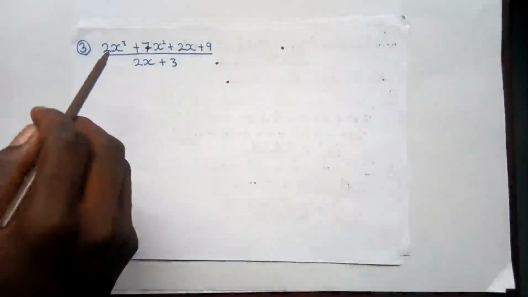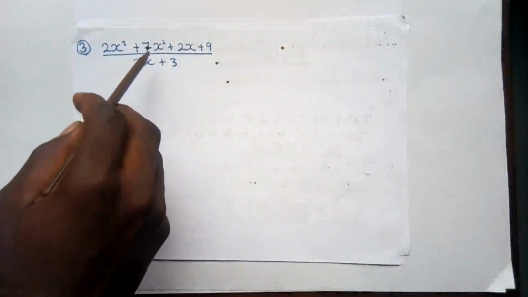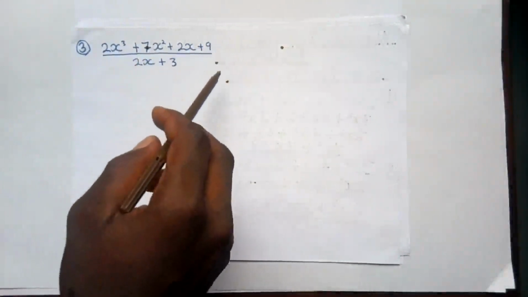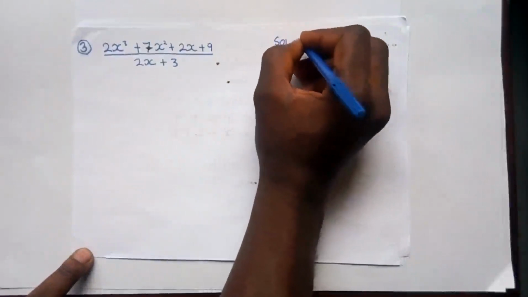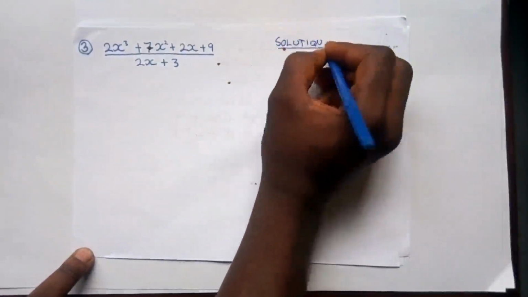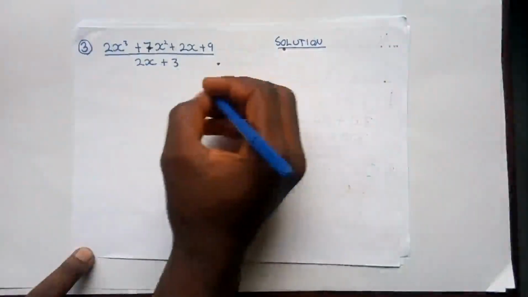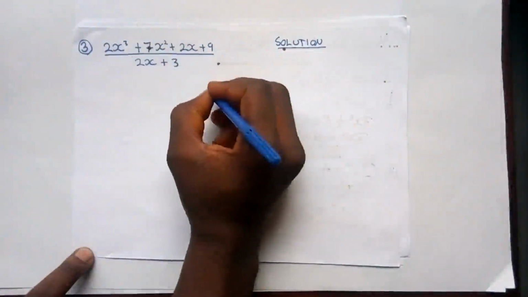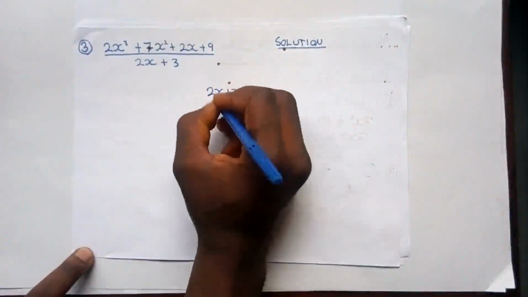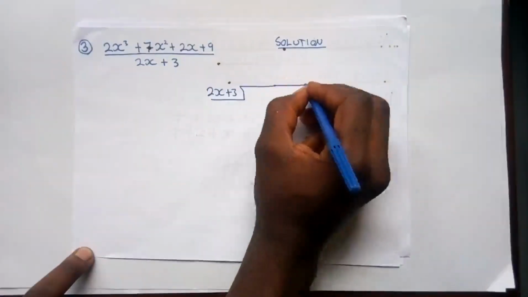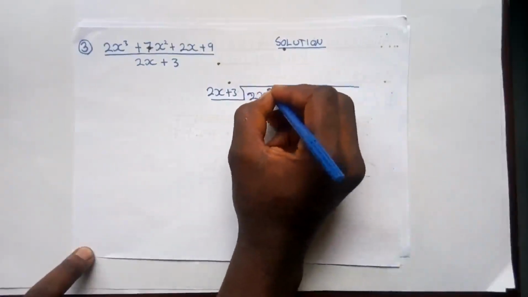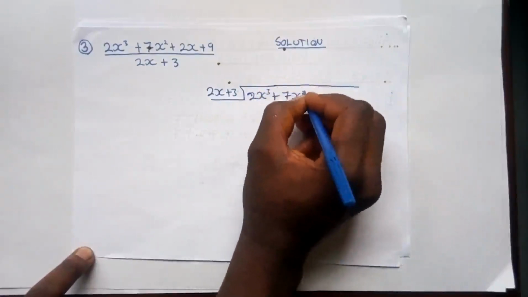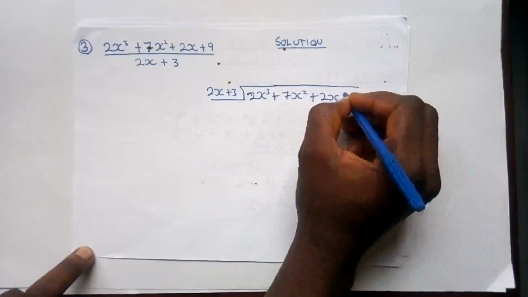Question 3. 2x raised to the power of 3 plus 7x squared plus 2x plus 9 all over 2x plus 3. Solution. So just write it in this way. This outside and this inside. So 2x plus 3. Then the numerator inside: 2x raised to the power of 3 plus 7x squared plus 2x plus 9.